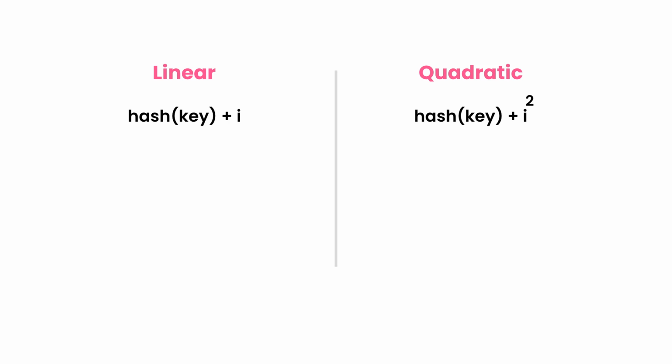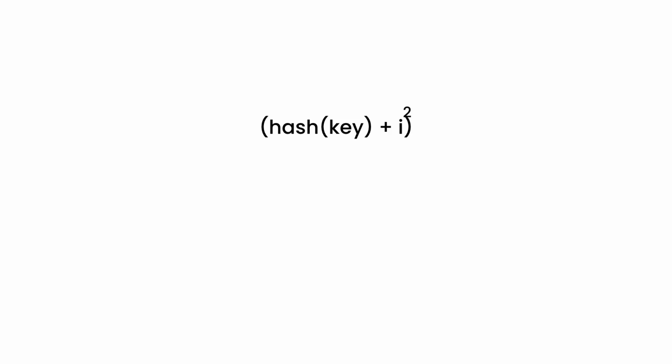Well, with linear probing, we increment i by 1 in each step. So new key value pairs get stored next to each other and form a cluster. But if we raise i to the power of 2, our key value pairs are going to get spread out more widely.